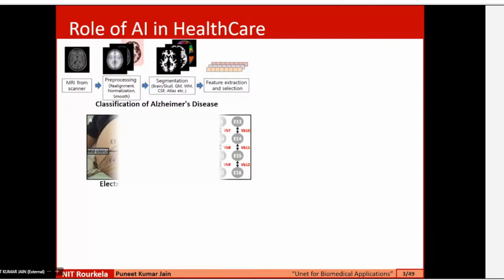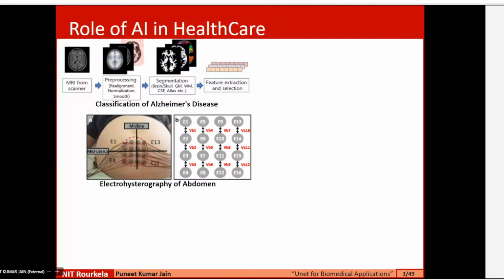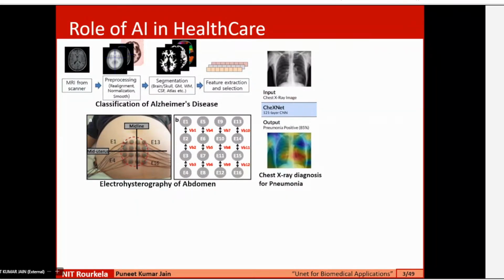Then this is another interesting application where we put lots of electrodes on the abdomen of the mother to analyze fetal movement, and any normal or abnormal pattern can be detected through these electrical activities of the fetus. Then this is another application which was very prominent during COVID, to analyze pneumonia symptoms using chest X-ray images.